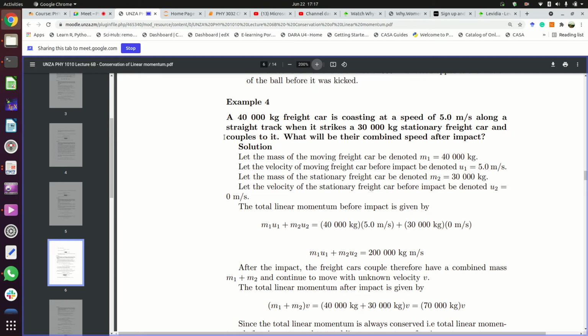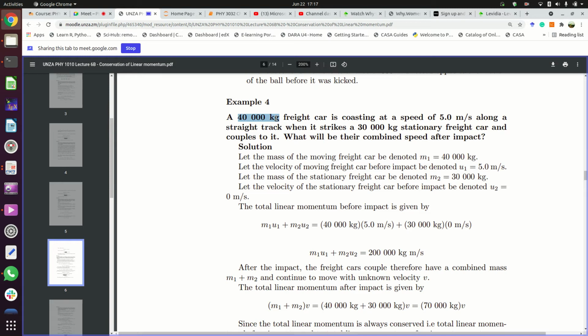So in example number 4, we have a 40,000 kg freight car, so basically that's a train car, which is moving at a speed of 5 meters per second along a straight track, when it strikes a 30,000 kg stationary freight car and couples to it. What will be their combined speed after impact?